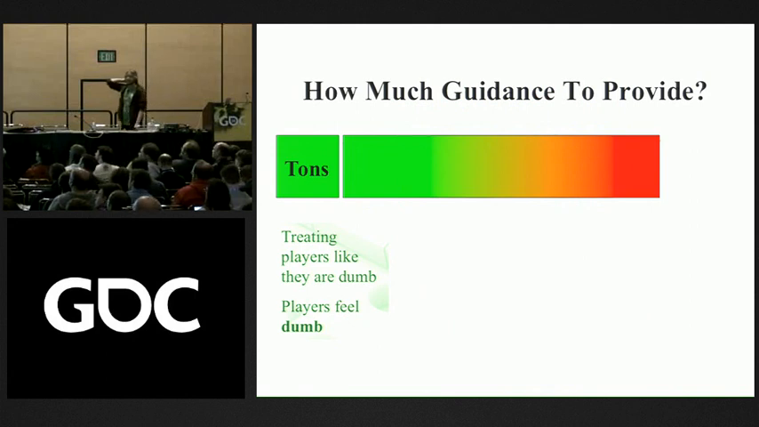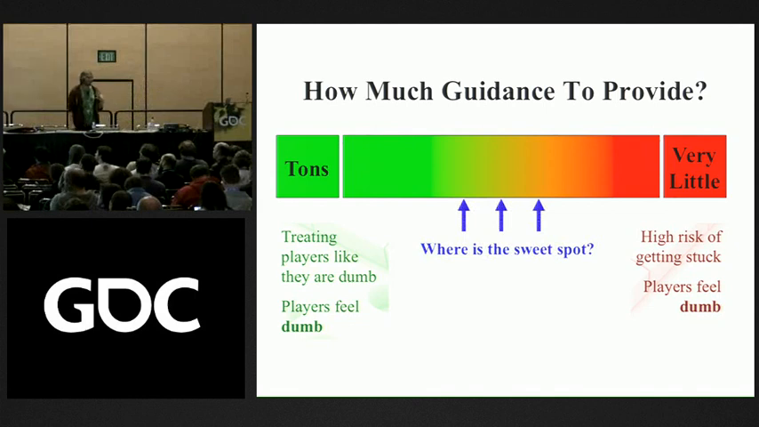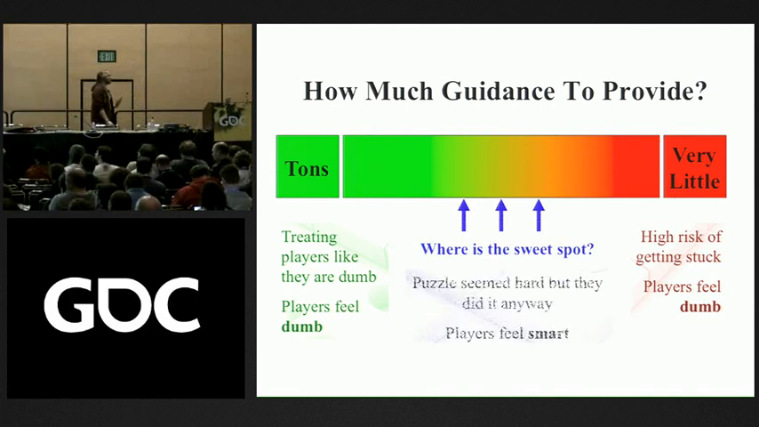How much guidance do you give players? You're sending them off into this puzzle, and you kind of give them a backpack full of information. And if you give them tons of information, they're going to feel dumb because you spelled it all out. But if you don't give them enough information, there's a risk they're going to get stuck, and then they're going to feel dumb because they're stuck. And so is there some sweet spot in the middle, where you've given them just the right amount of information, where the puzzle seemed hard, but they did it anyway, and so that makes them feel smart?